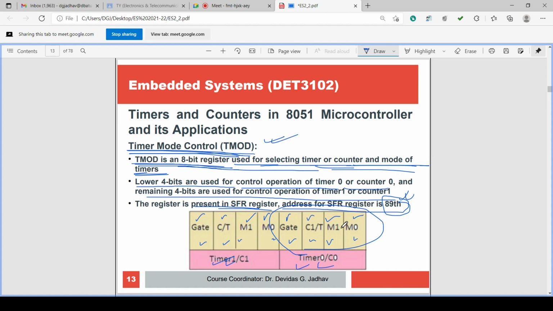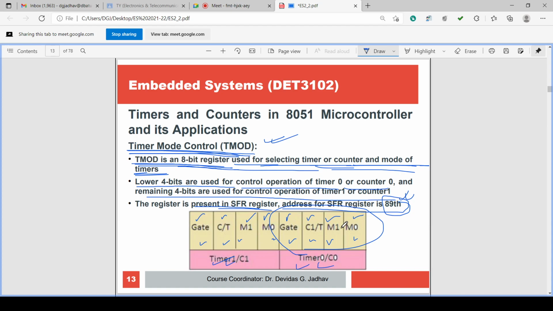And the mode of the timers. M1, M0 gives 4 modes because it is a combination of M0 and M1. Those can have 4 different numbers, isn't it? So 4 different combinations. Okay. So TMOD is an 8-bit register used for selecting timer or counter and the mode of the timer.